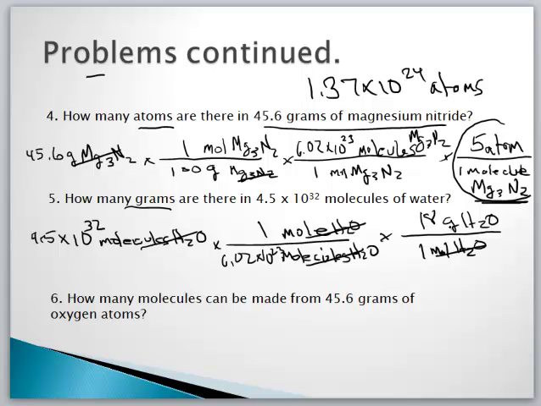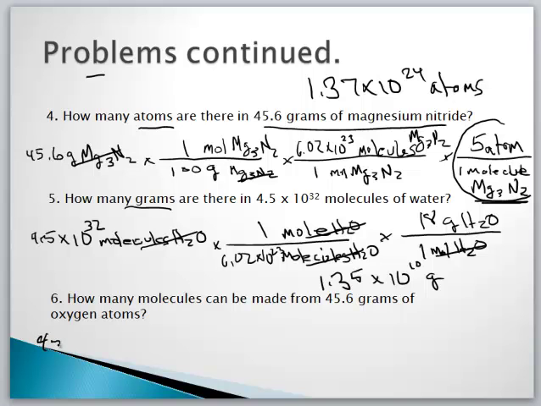So our moles cancel, and we're left with grams. So 4.5 times 10 to the 32nd divided by 6.02 times 10 to the 23rd times 18 is going to give us 1.35 times 10 to the 10th grams. And again, knowing how to do scientific notation in your calculator is pretty important. Alright, let's take a look at the last one here.